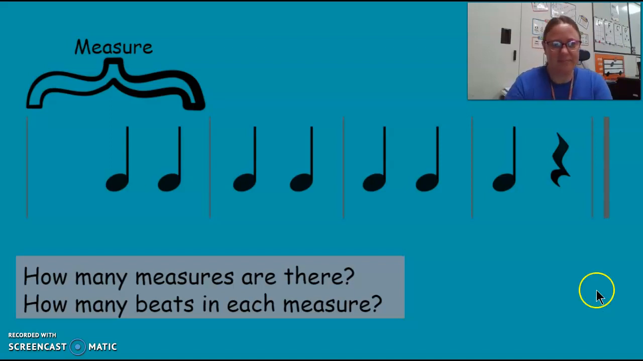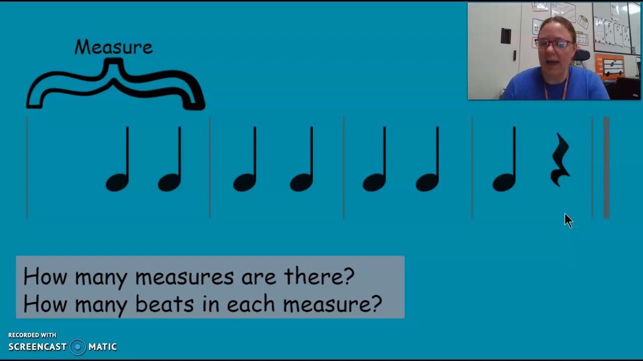Now look at your rhythm. I've highlighted over here something else that we need to remember. It's called a measure. Our bar lines separate groups of notes, and the space in between those bar lines is called a measure. Count how many measures you see in this rhythm. You should see 1, 2, 3, 4 measures. We've got 4 spaces in between bar lines. So we have 4 measures.